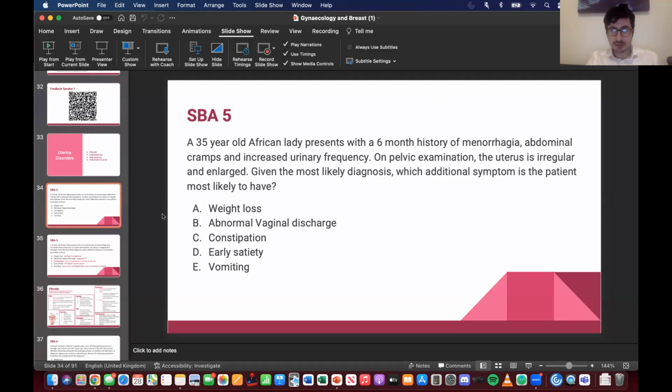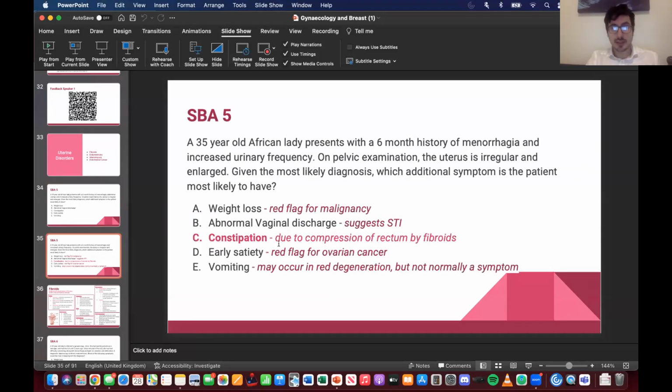So to answer this question, first, we need to understand what condition is going on. With this SBA stem, they've given the ethnicity of the lady as African. So in a gynecological setting, that leads us to think they could possibly be talking about fibroids. And we confirm this with the symptoms. Menorrhagia is something we commonly see with fibroids, as are cramps and increased urinary frequency. And the pelvic examination is also in keeping with that. So the answer was, in fact, constipation. And we'll go through why that's the case.